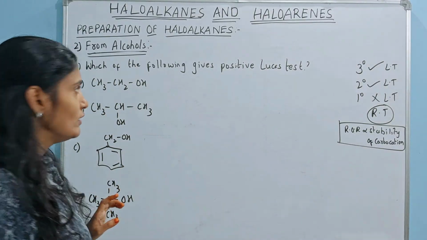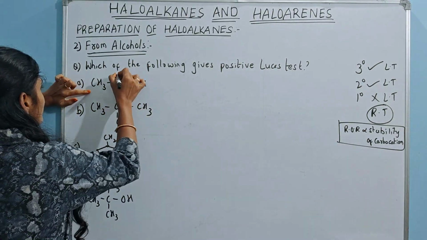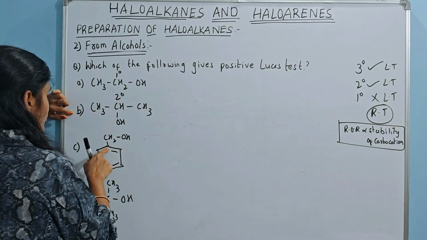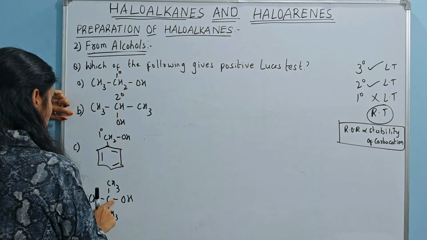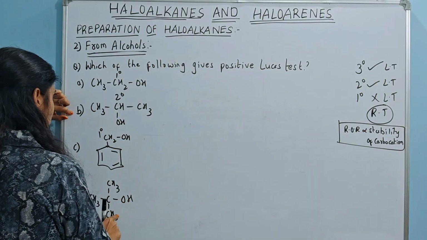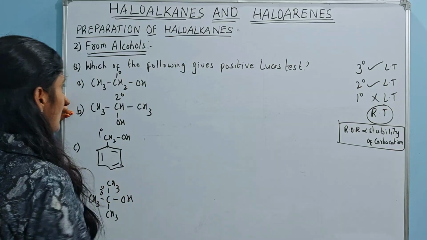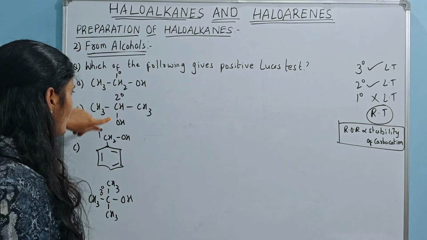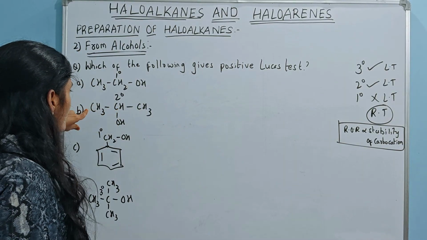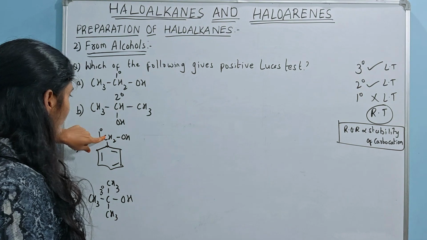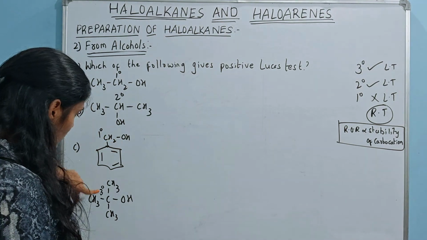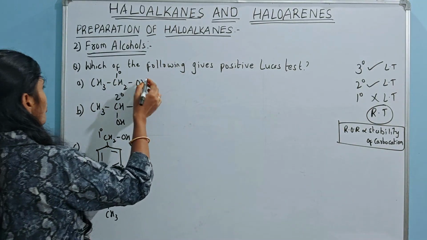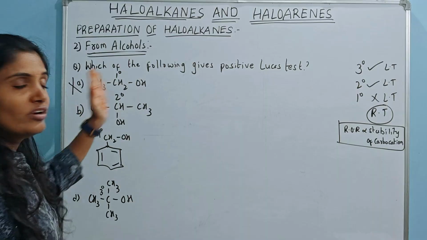Which of the following gives positive Lucas test? Now if I see here, this is a primary alcohol. Now this is my secondary alcohol. This carbon is attached to only a single carbon, so this is my primary alcohol. The carbon holding OH is attached to 3 carbons, so this is my tertiary alcohol. The carbon holding OH is attached to 1 carbon, so it is primary. The carbon attached to OH is further attached to 2 carbons, secondary. The carbon which has OH is attached to 1 carbon, primary. The carbon which has OH is attached to 3 carbons, so it is tertiary. We very well know that this will not give Lucas test because it is a primary alcohol.